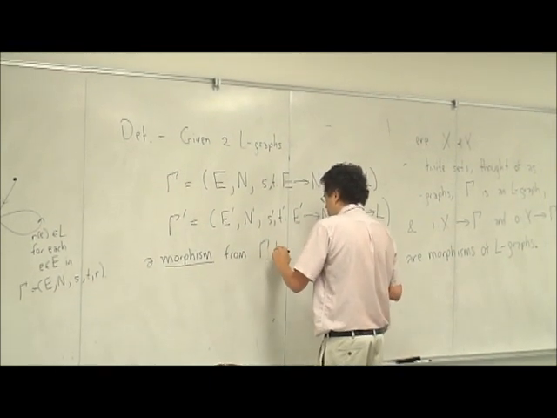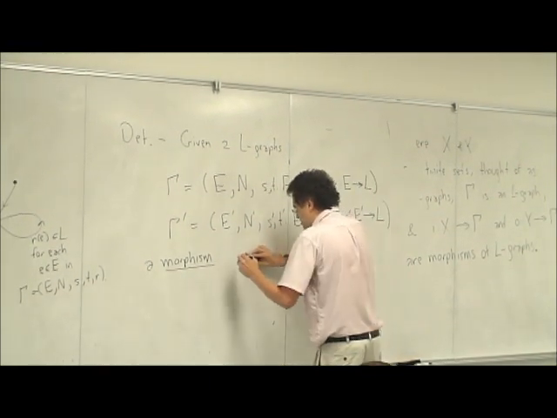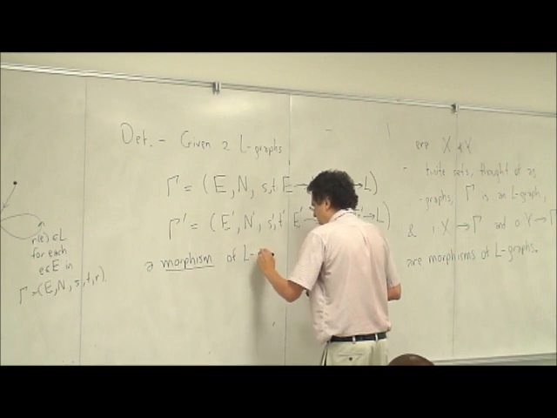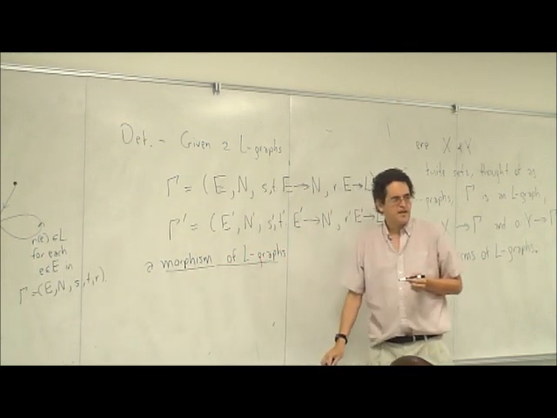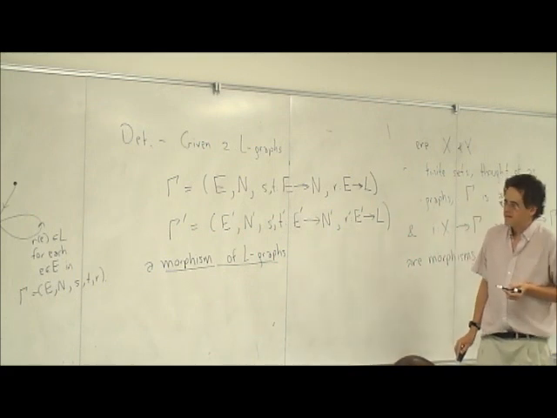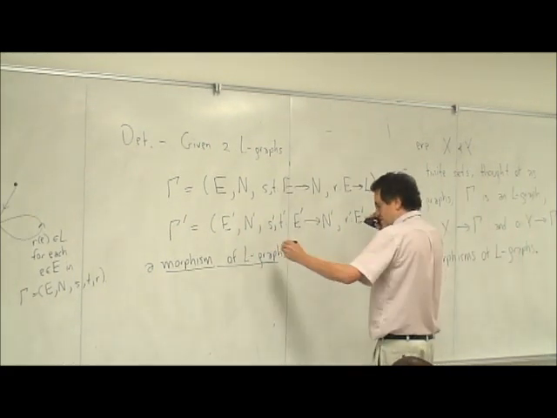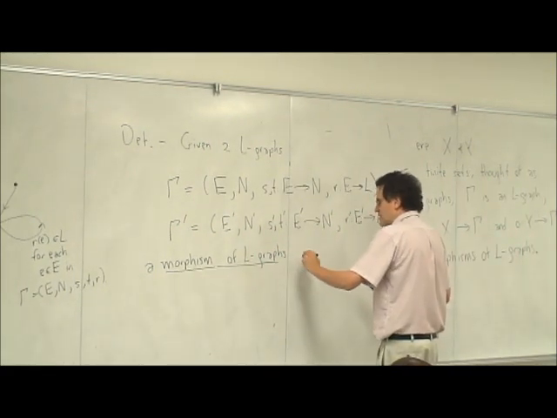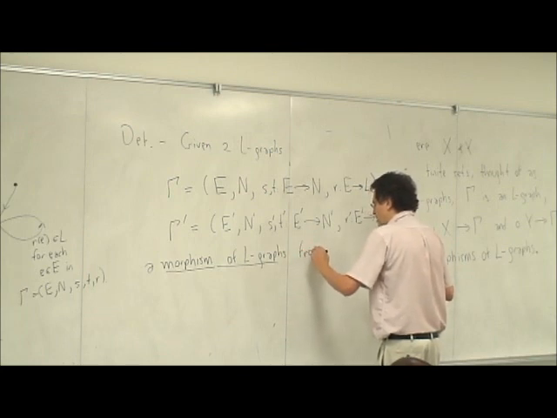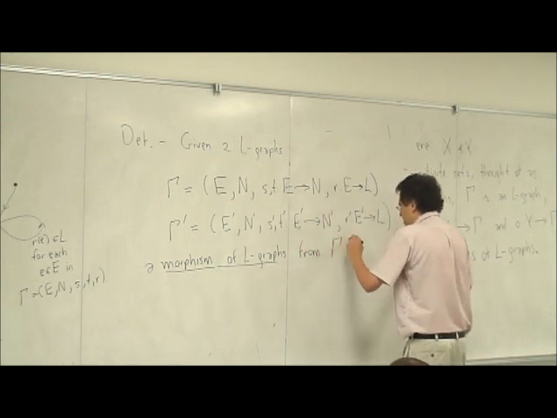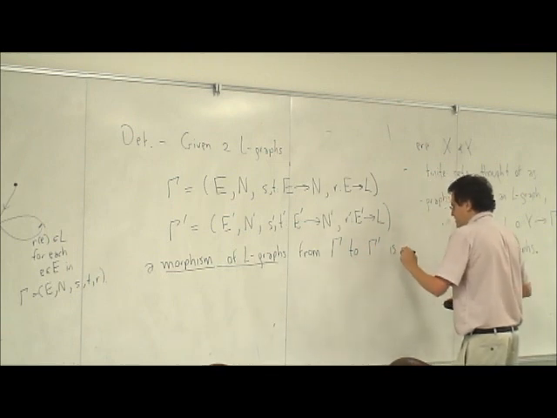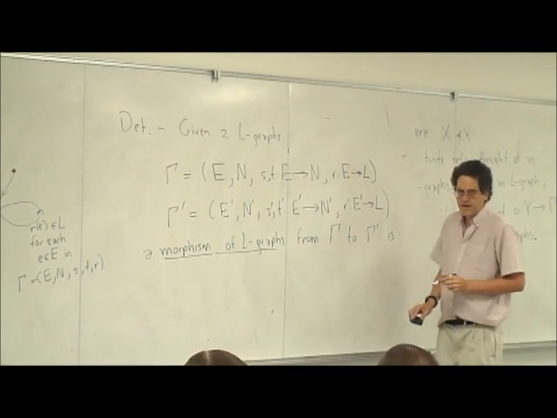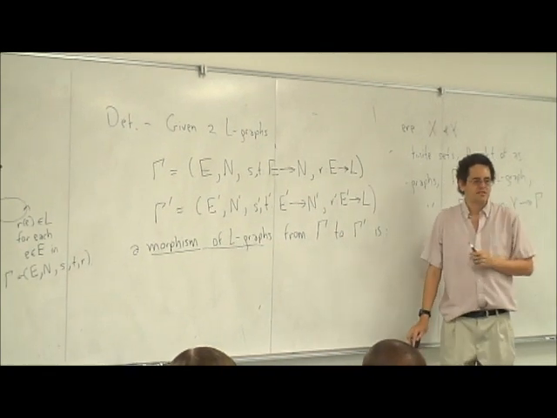from gamma. So we want to be super precise, right? A morphism of L graphs. You know, you could make up some silly name like an L graphomorphism, which is the kind of thing mathematicians say, from gamma to gamma prime is, okay? Now I'll make you do the rest.